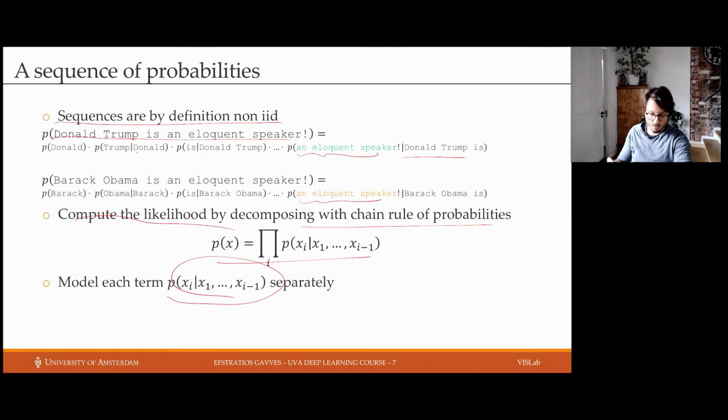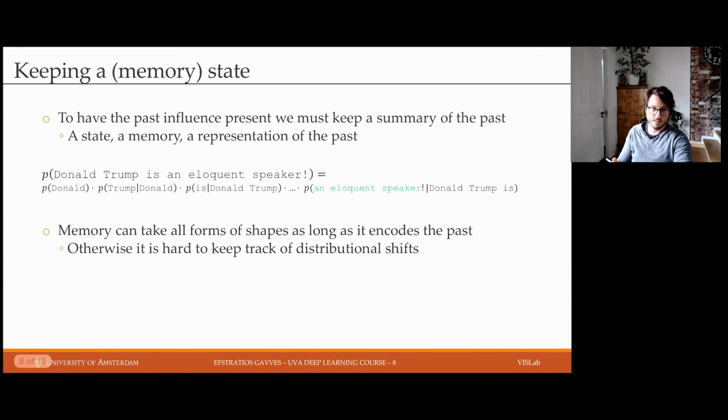This is basically what a recurrent neural network does when it comes to sequences. Keeping a memory state means that we want to maintain the past influence for future reference. So we want to keep some sort of summary, some aggregation of the past: a state, a memory, a representation of the past. Memory can take all sorts of forms. It can be a vector, a matrix, a table; basically any representation that maintains some connection or summary of what has happened before.